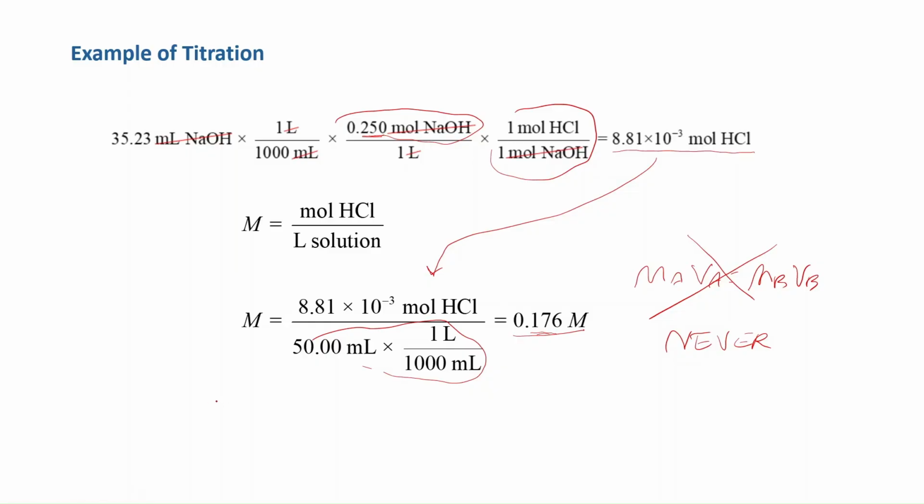If I have sodium hydroxide and sulfuric acid, I'm going to need 2. So the mole ratio is 2 to 1. What if I use calcium hydroxide and phosphoric acid? I'm going to need 3 of these and 2 of these. The mole ratio is 3 to 2.